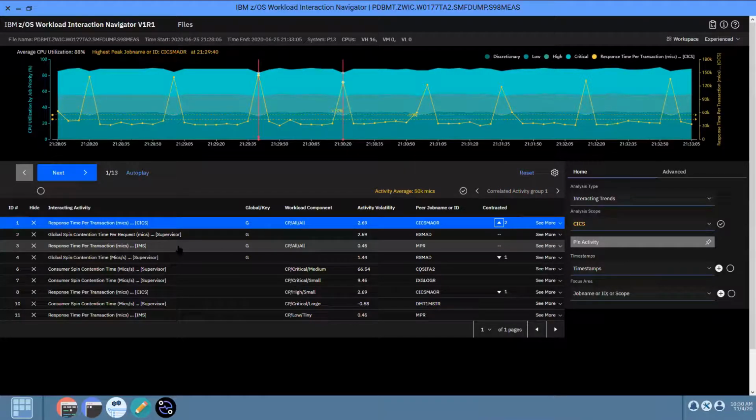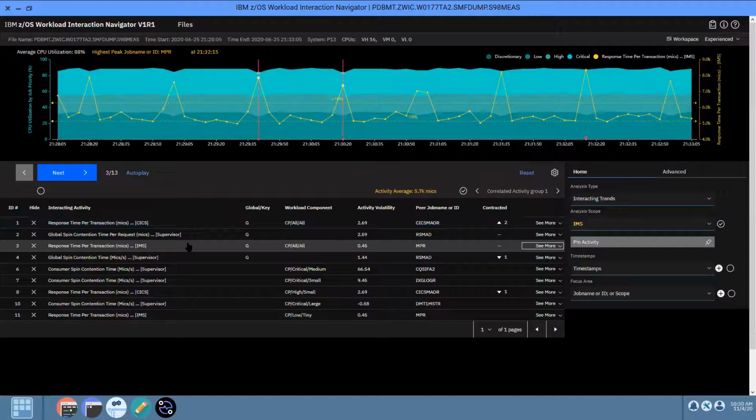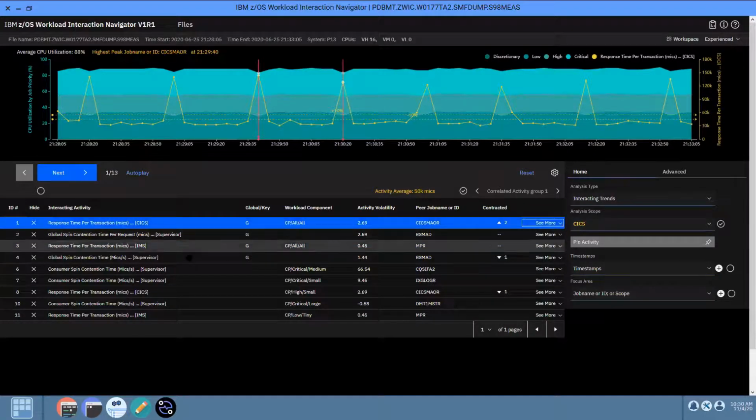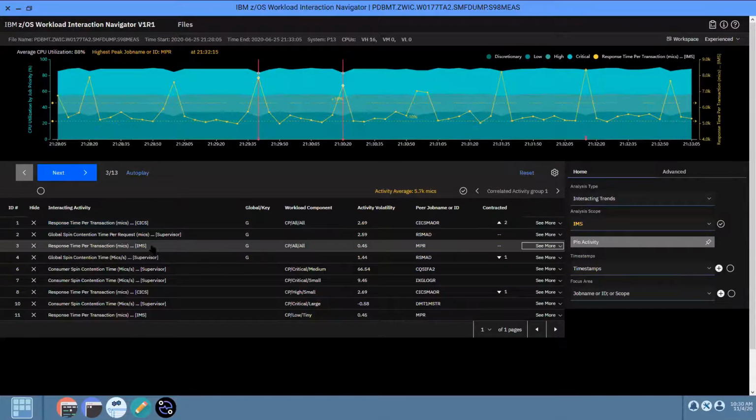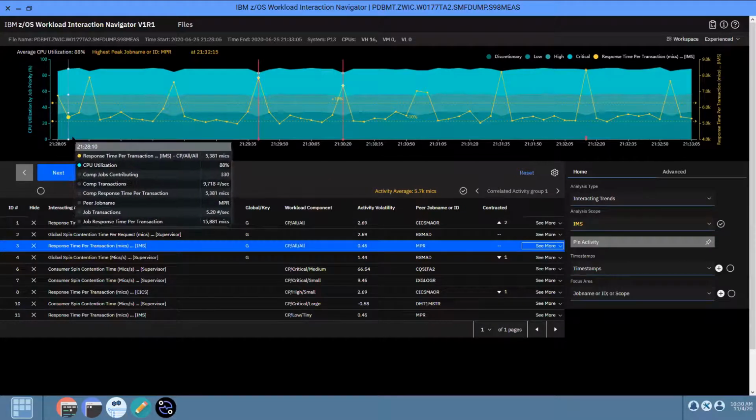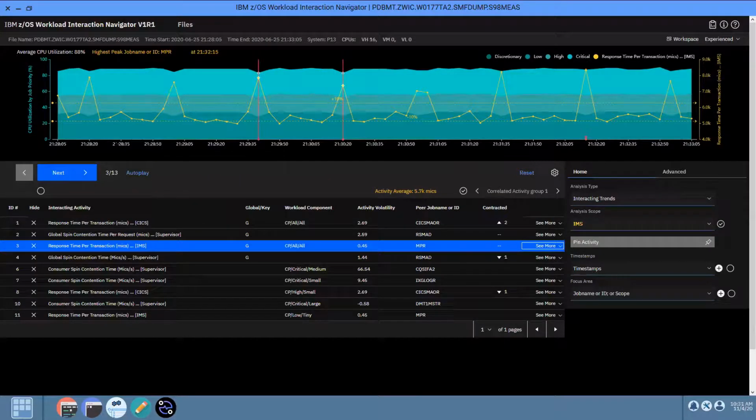So take a mental picture here of what the graph looks like for activity ID 1. And I'm going to click activity ID 3. And you're going to see that the pattern looks very similar to what we saw in activity ID 1. By clicking on activity ID 3, we've totally changed which component of the operating system we're looking at. We were looking at CICS in the previous activity. Now we're looking at IMS, and we can also see that there are spikes in the IMS response time per transaction at every one of these CPU utilization values.